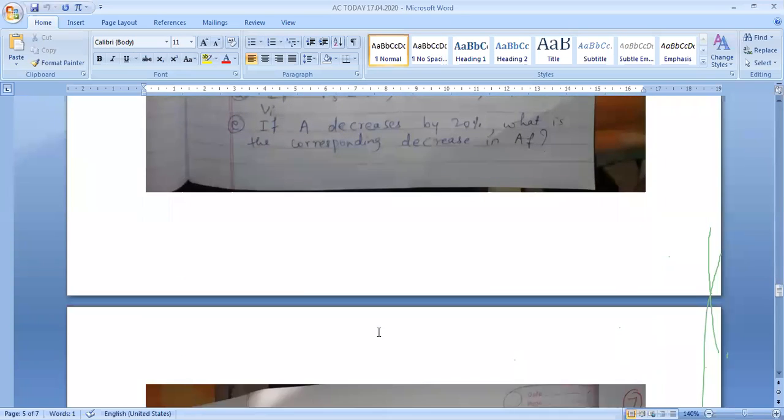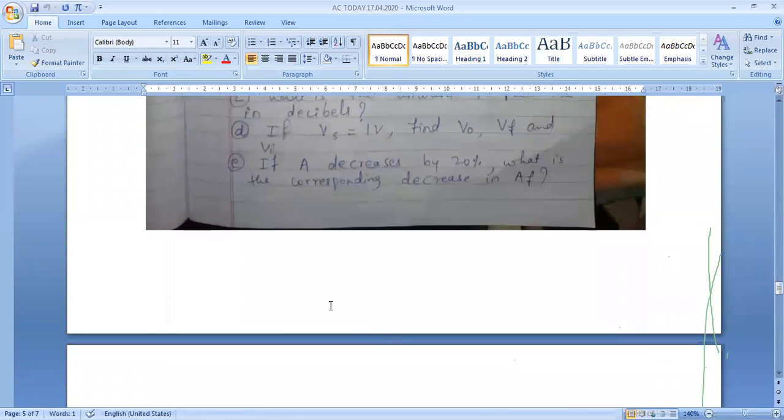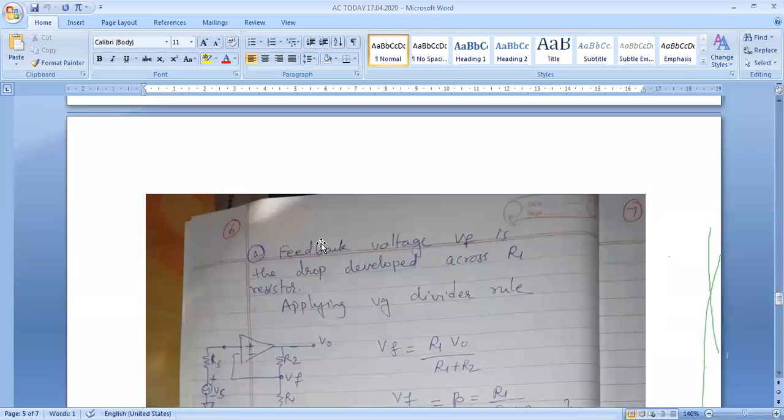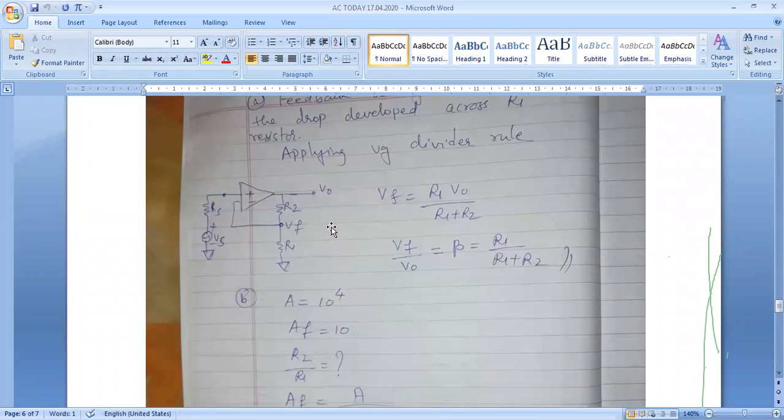So the first 4 parts I have got the correct answer. In the last part I got 0.025, but he has given the answer as 0.02. So the last part I have not done. I'll just explain the first 4 parts here.